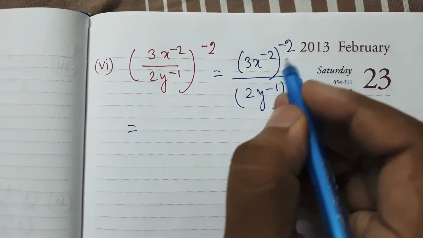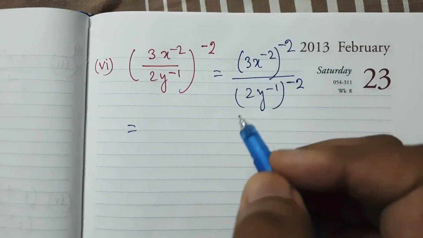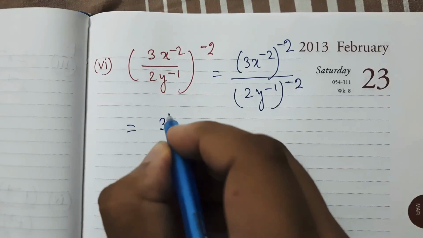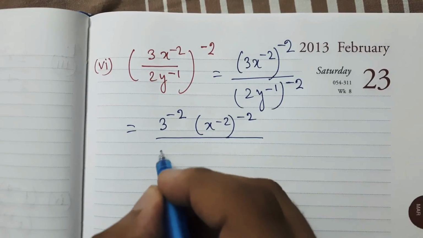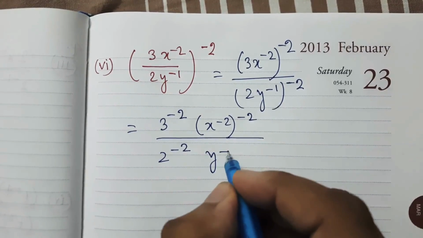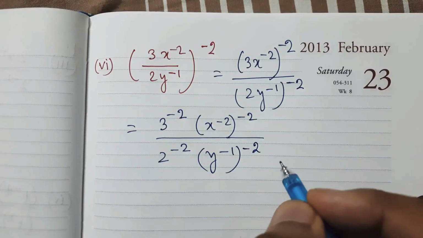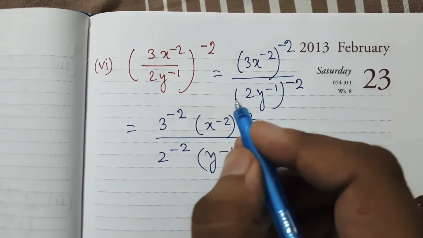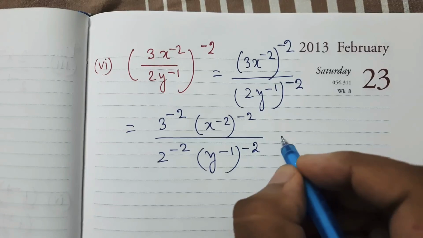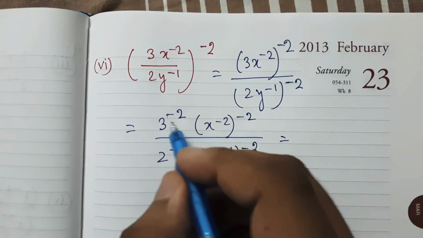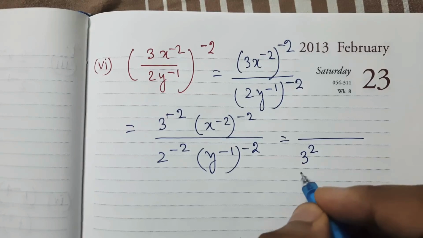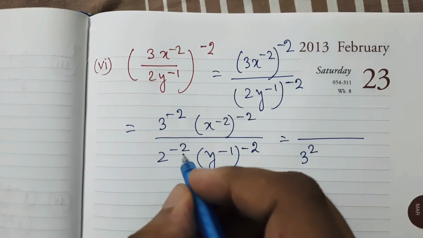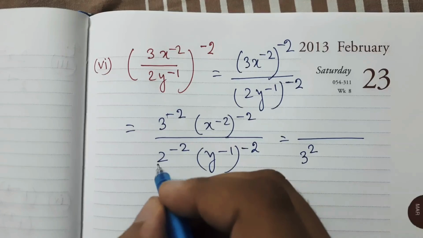Now for this numerator I will apply formula number 3. So 3 to the power minus 2, then x to the power minus 2 whole to the power minus 2, then 2 to the power minus 2, y to the power minus 1 whole to the power minus 2. Fine. Here also I applied the same formula, formula number 3. Okay. Now this is a negative exponent. So this will be 1 by 3 to the power and 3 square. So 3 square will get multiplied in the denominator. And for this negative exponent present in the denominator, it will go up.